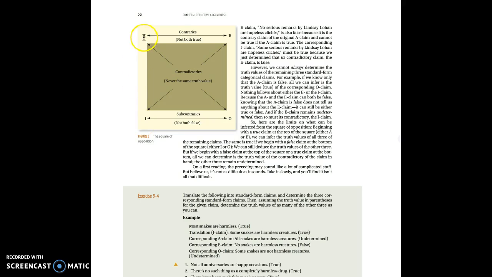Again, what we mean by that is you move horizontally from the top or bottom. Okay? So, if you have an original A claim, no SRP, convert it to an E claim. All SRP becomes no SRP. If you have an original E claim, no SRP, convert it to an A claim, all SRP. Okay? And the same down here. Now, that's step one with obversion.